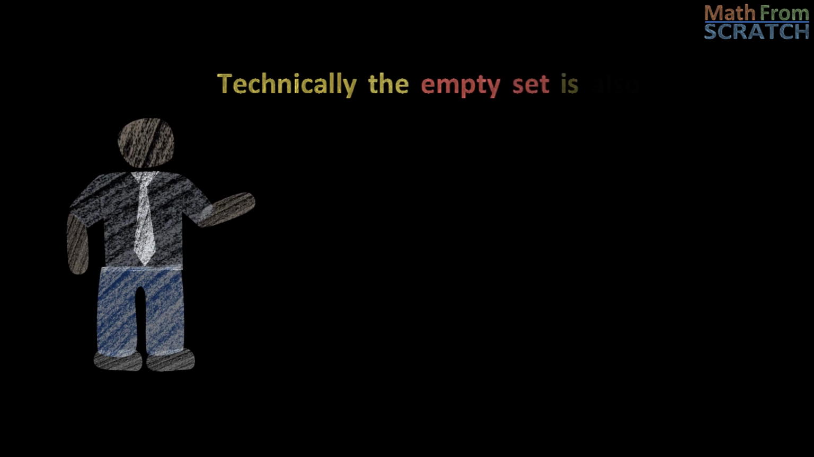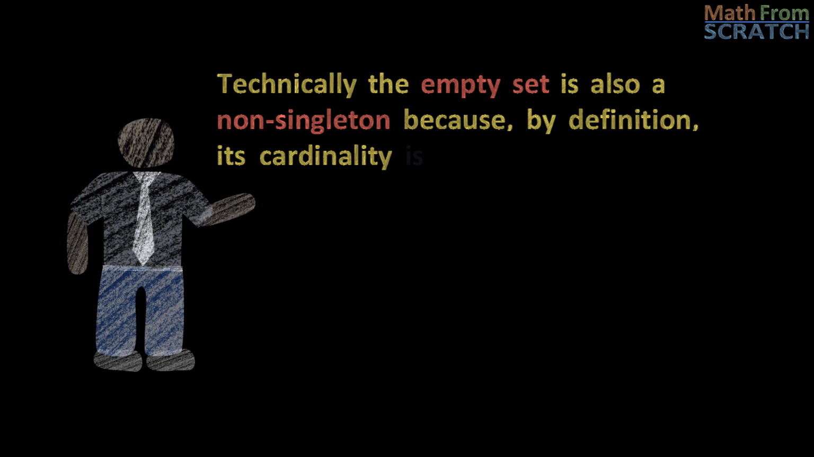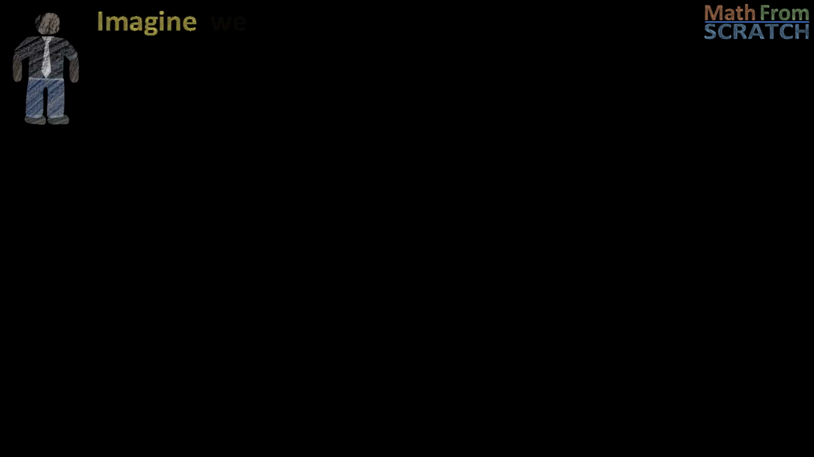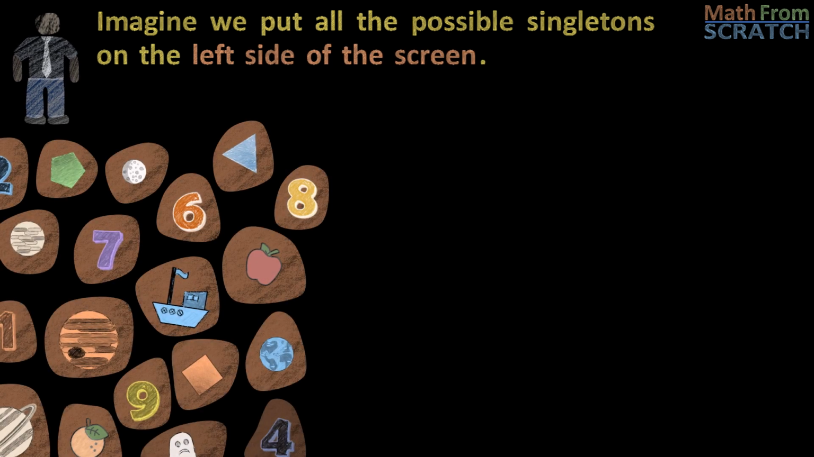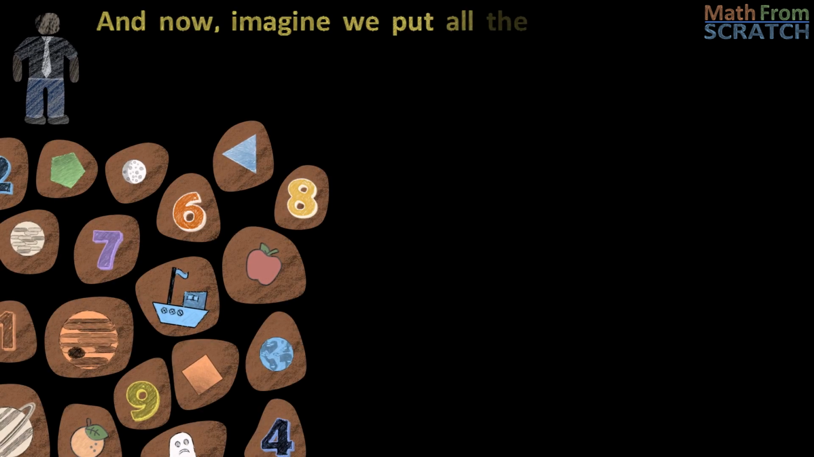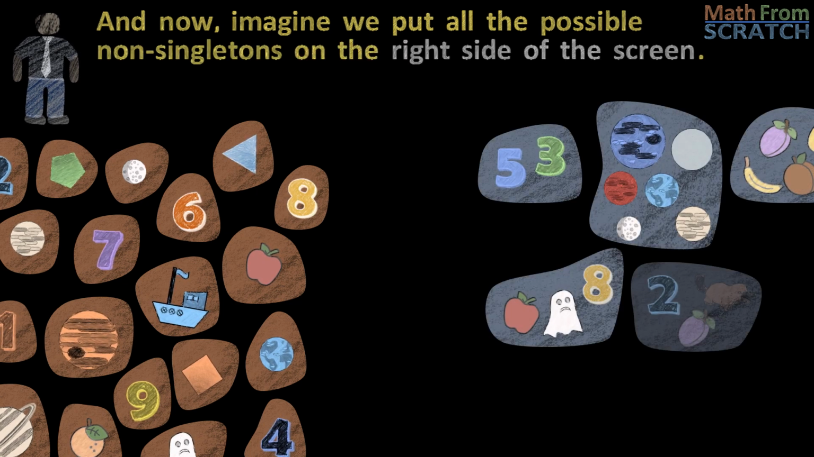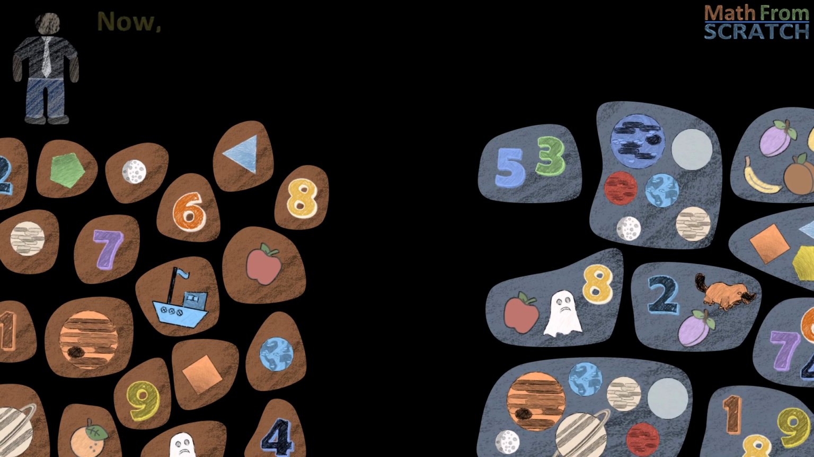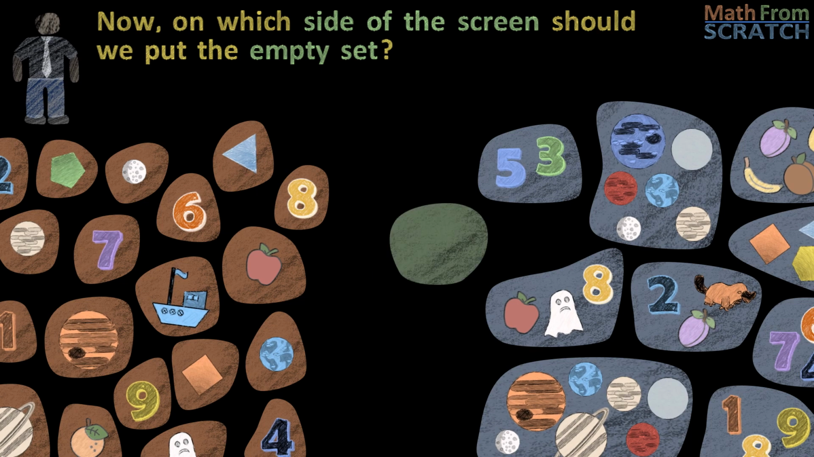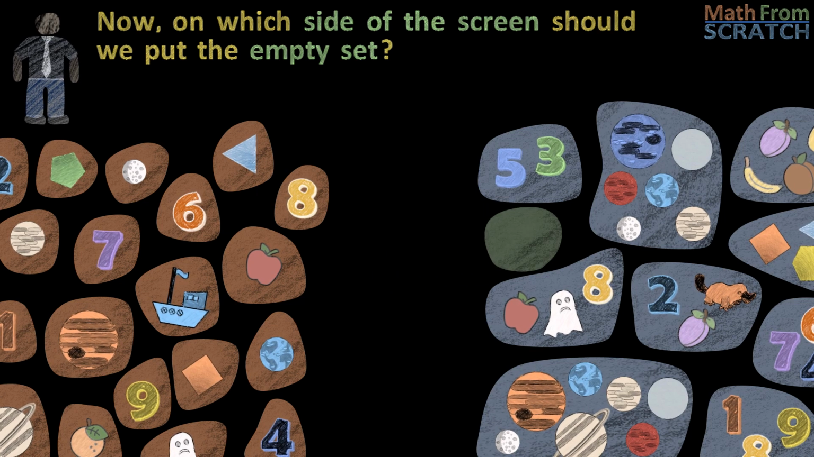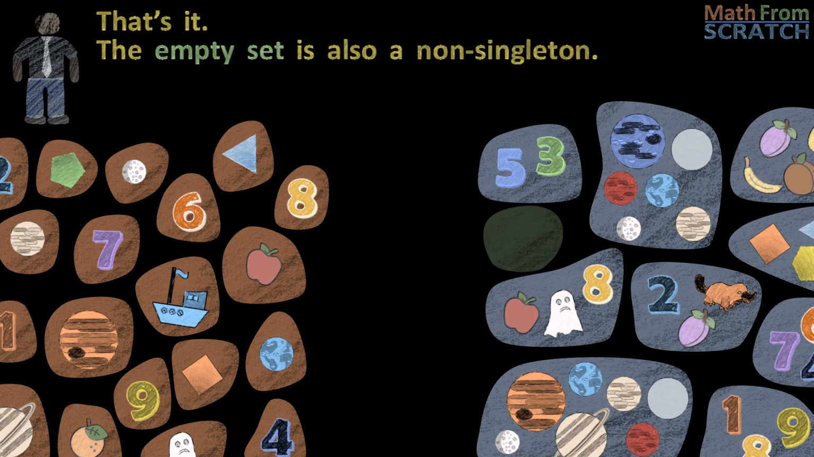Technically, the empty set is also a non-singleton because, by definition, its cardinality is not 1. Imagine we put all the possible singletons on the left side of the screen. And now, imagine we put all the possible non-singletons on the right side of the screen. Now, on which side of the screen should we put the empty set? Exactly. On the right side. That's it. The empty set is also a non-singleton.